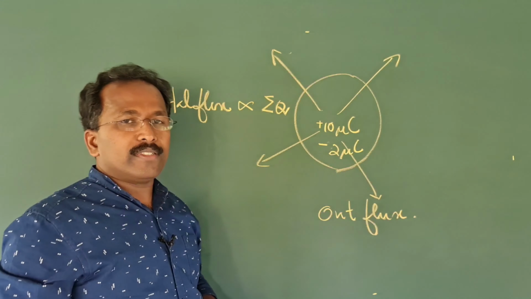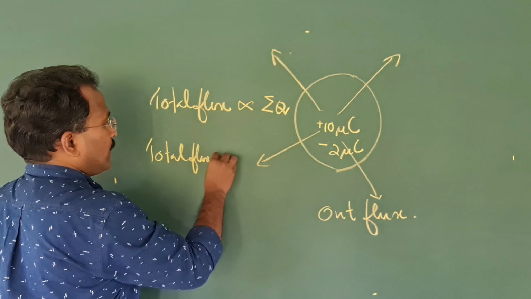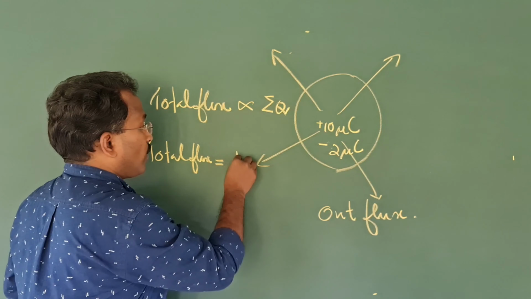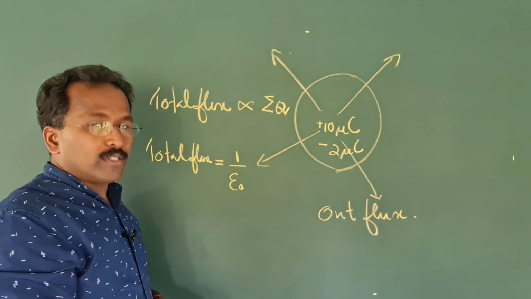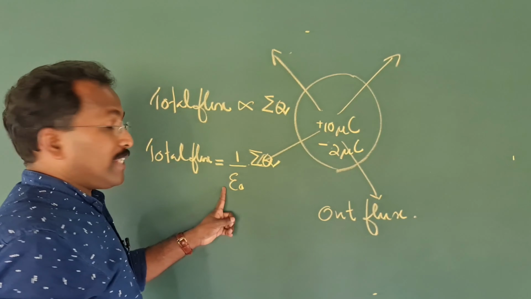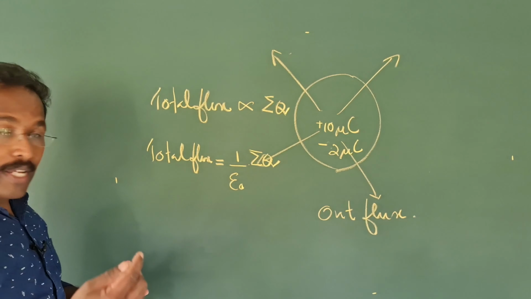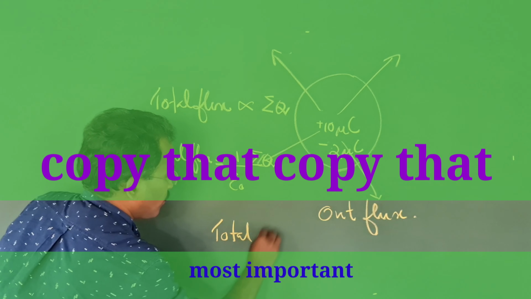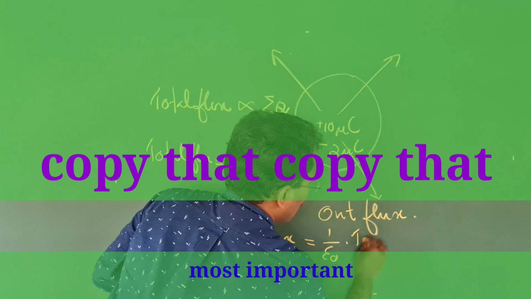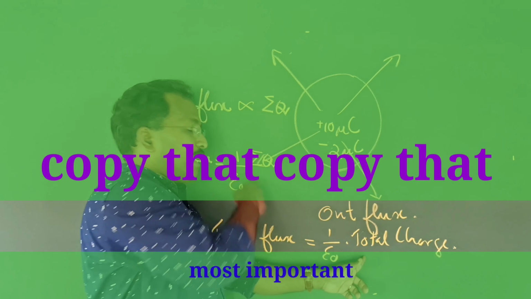And just like in any other physics situation, the next logical step is total flux is equal to, you will have a constant coming here. The constant we have these days is epsilon 0, 1 by epsilon 0 times sigma q. So total flux is equal to 1 by epsilon 0 times sigma q. Sigma q means total charge. So you can also write this equation like this. Total flux is equal to 1 by epsilon 0 times the total charge. This is how we write the same idea in words.